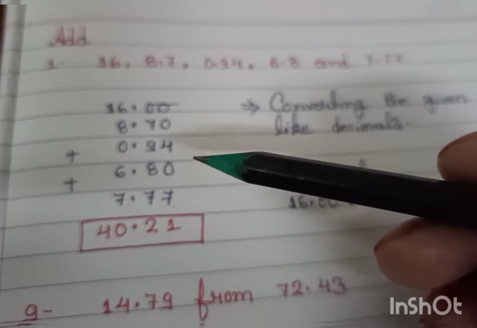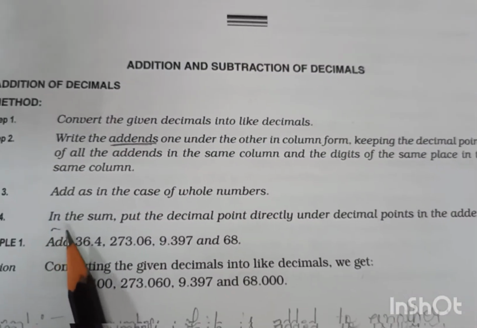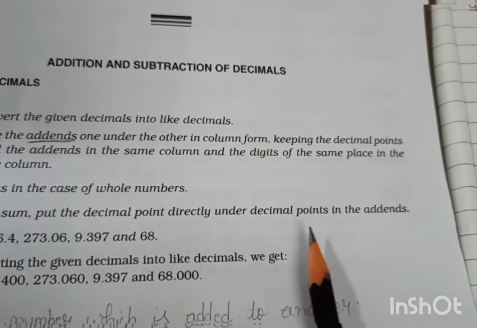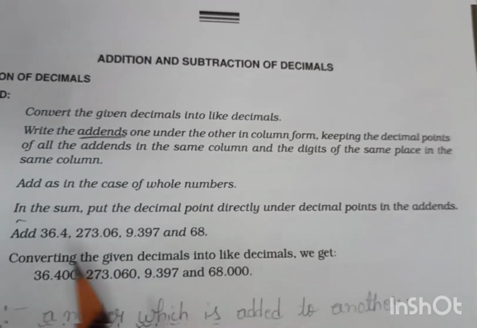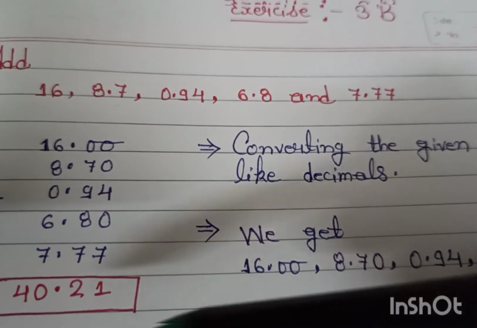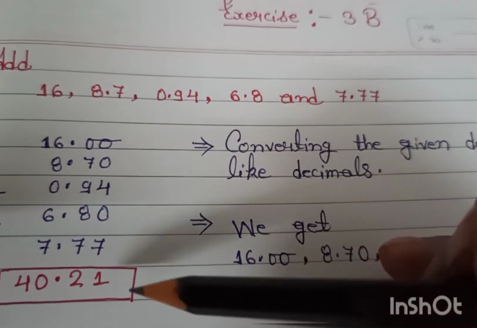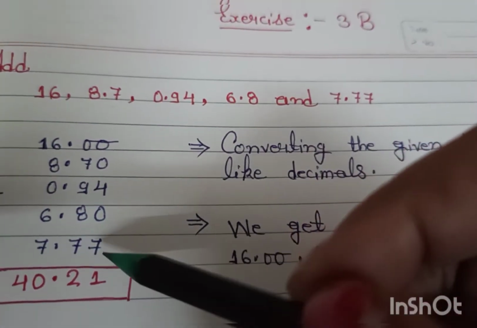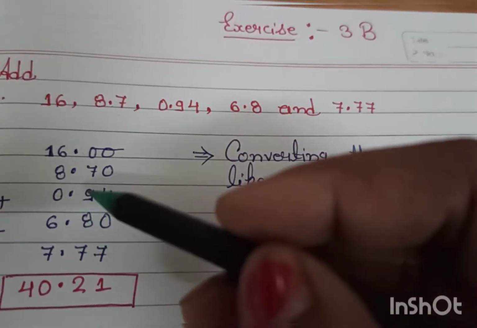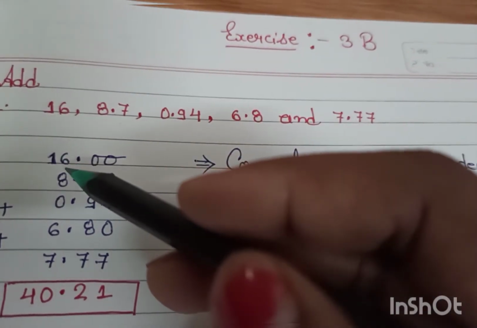Okay, then next step 4: in the sum, put the decimal point directly under the decimal points in the addends. After you arrange the numbers column-wise and convert them into like decimals, you start your addition always from the right side. Then 7 plus 4 is 11, write 1, carry 1. Then you add the tens place digit and just transfer the carry.